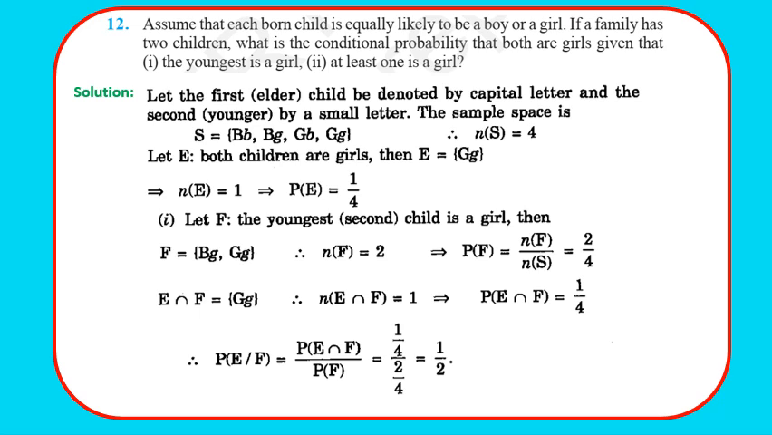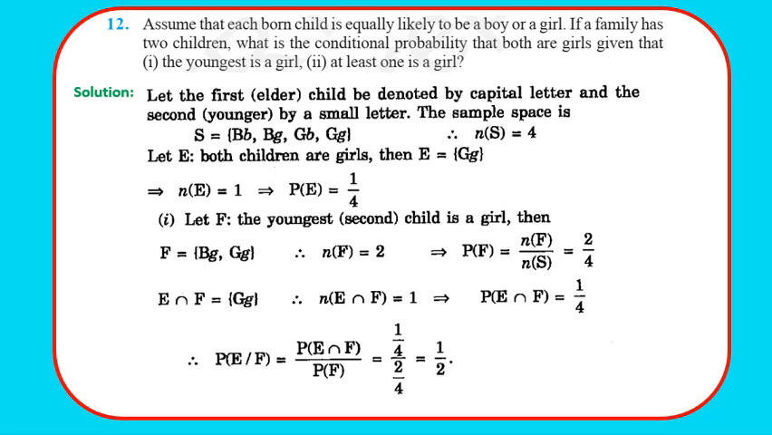Question 12. Assume that each born child is equally likely to be a boy or a girl. If a family has two children, what is the conditional probability that both are girls, given that the youngest is a girl and that at least one is a girl? Now let the first, that is the elder child, be denoted by a capital letter, and the second, that is the younger child, be denoted by a small letter.